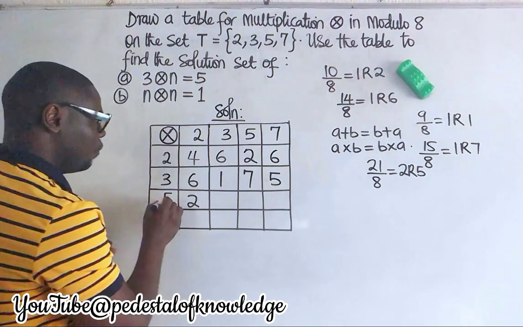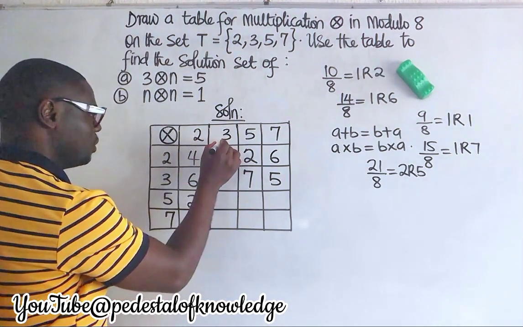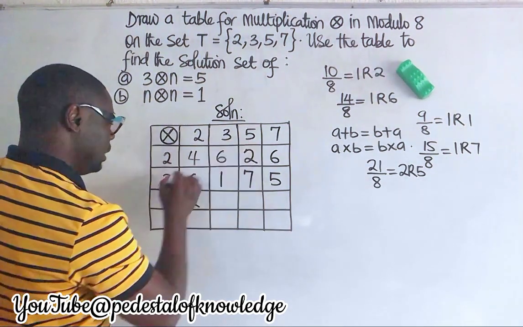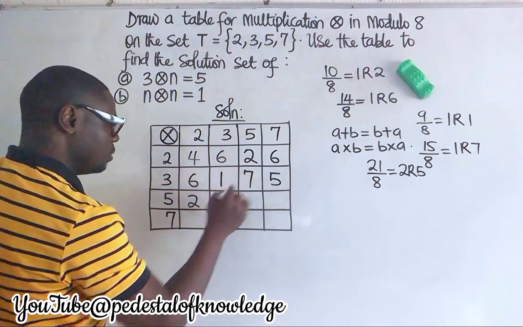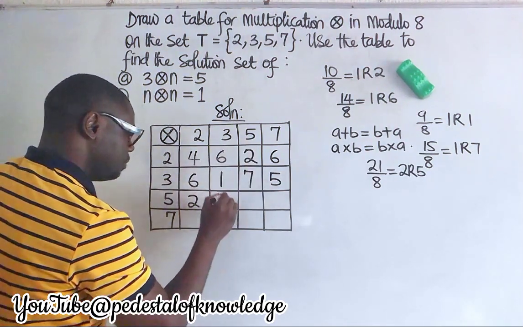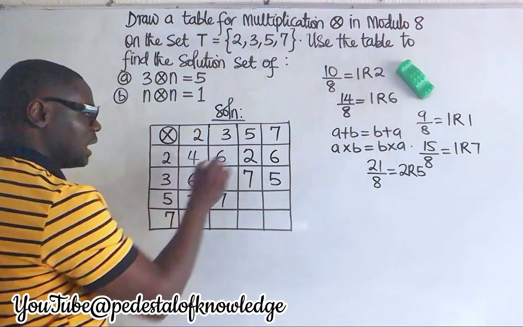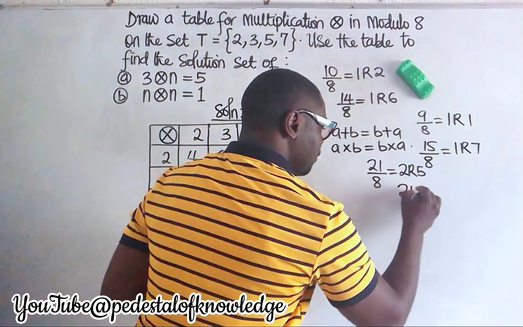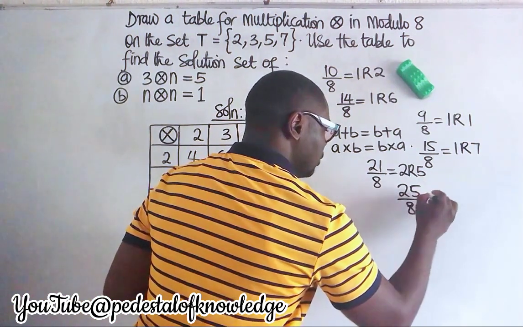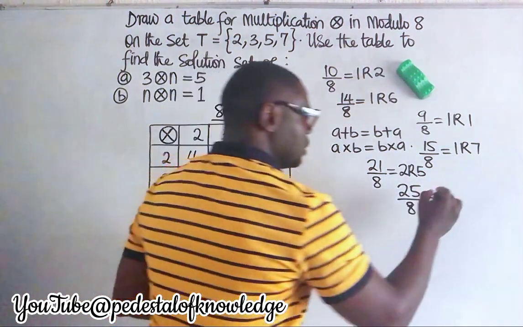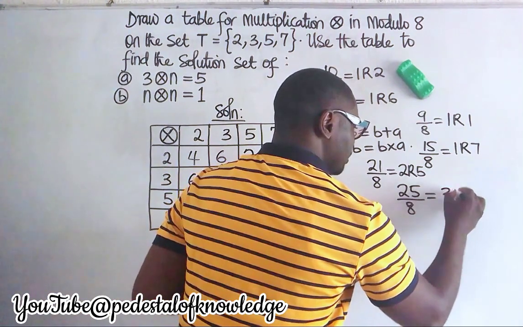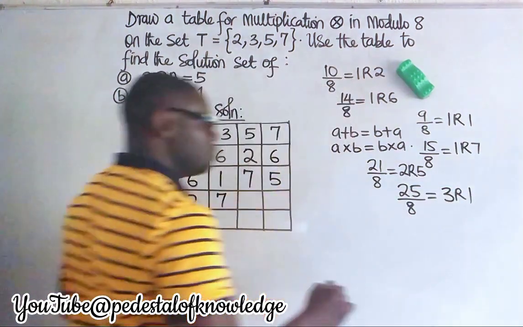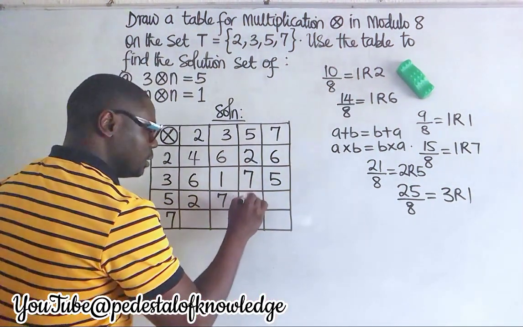Okay, now 5 times 3 will give us the same result as 3 times 5. And 3 times 5 is equal to 7. So we're going to have 7 here. Okay, now 5 times 5 is 25. We are now going to divide 25 by 8. 25 over 8 will give us 3 remainder 1. So we put down the remainder 1 here.